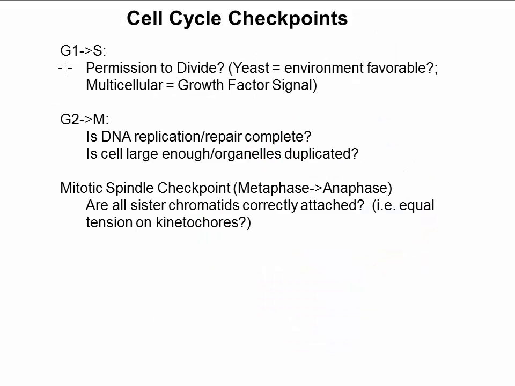So just by thinking about what's happening in each of those phases, we can figure out what the cell is likely to be checking for, right? So at the G1 to S phase transition, what is the cell asking itself? It's asking itself, is it appropriate for me to divide? In other words, do I have permission to divide? Is it a good idea for me to divide and produce more cells of the same type that I am?